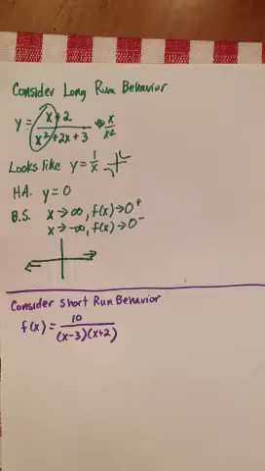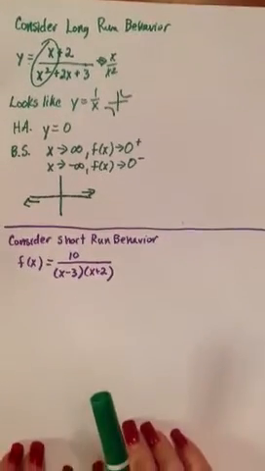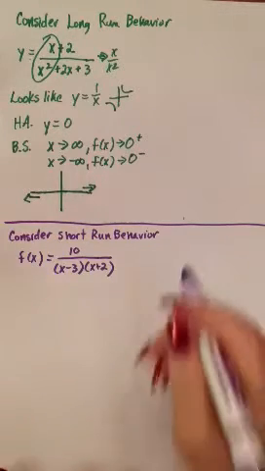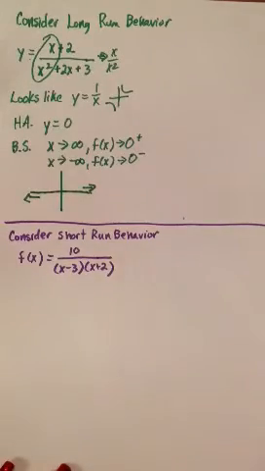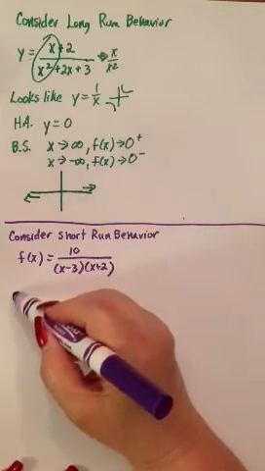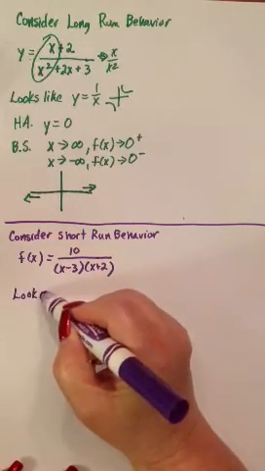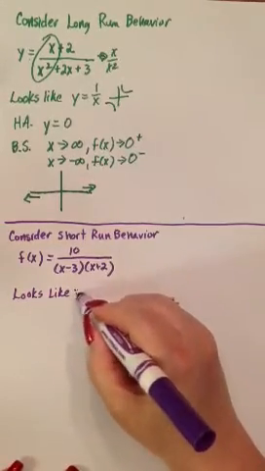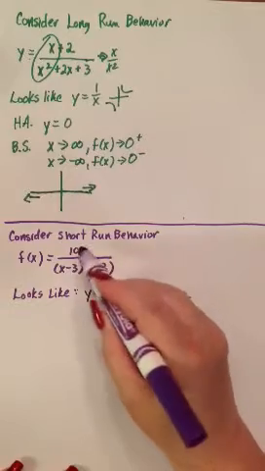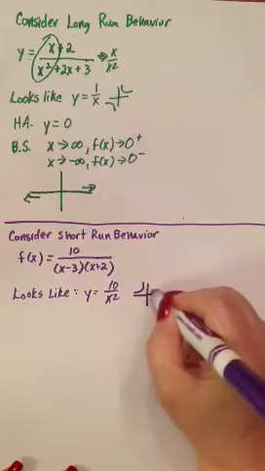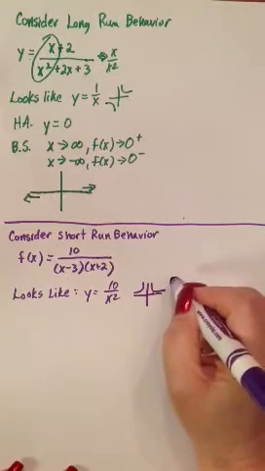Alright, our next problem, they said consider the short run behavior of f of x equals 10 over (x minus 3) times (x plus 2). If you considered the ratio of leading terms, as far as long run behavior, if you multiply this out it looks like y equals 10 over x squared. Okay? 10 over x squared is going to look rather like that.